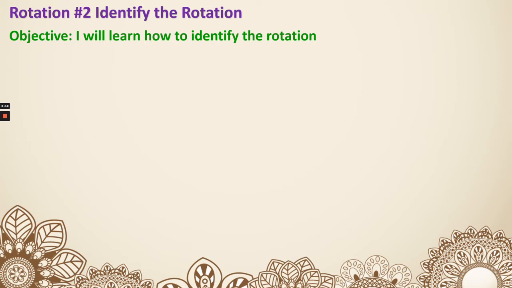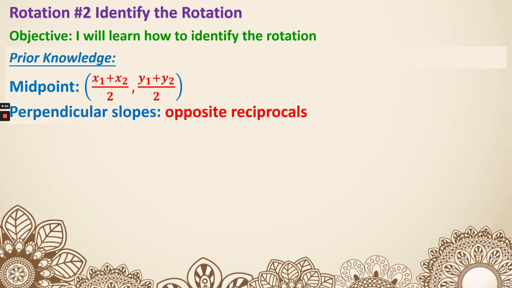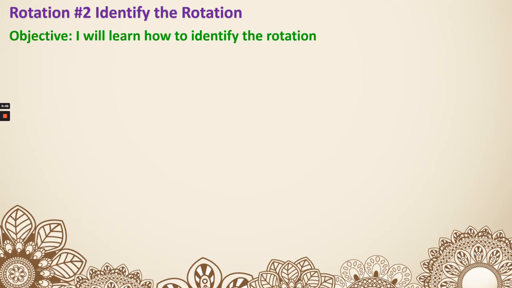Prior knowledge, two things we have talked about before. First, midpoint: adding the x coordinates and dividing by 2, adding the y coordinates and dividing by 2. Basically averaging the x and averaging the y. Perpendicular slopes: we have been working with this since reflection, so it's still the same idea, opposite reciprocal, and we're going to use that in this lesson as well.